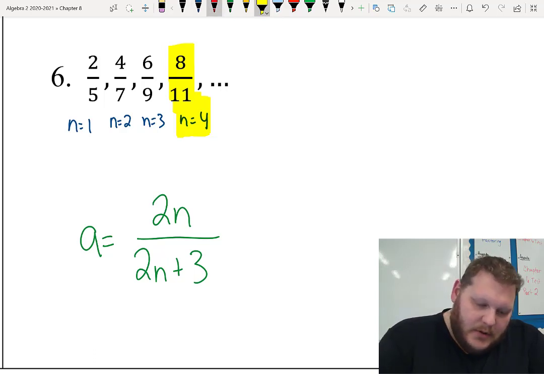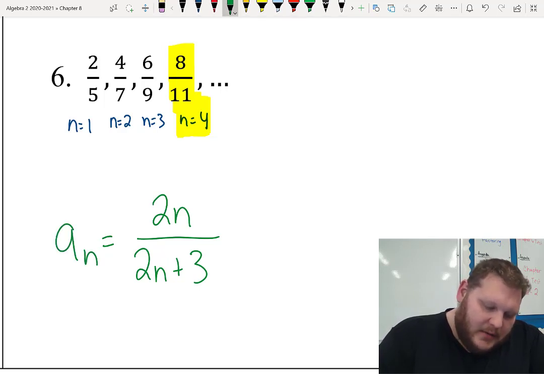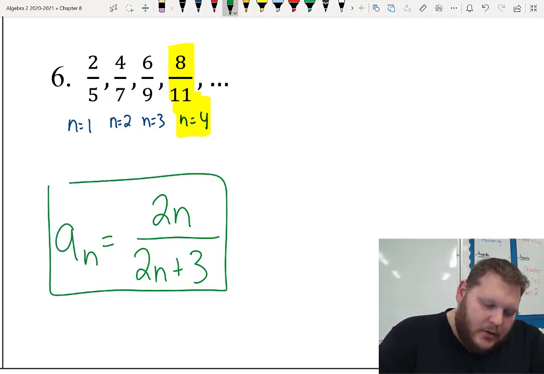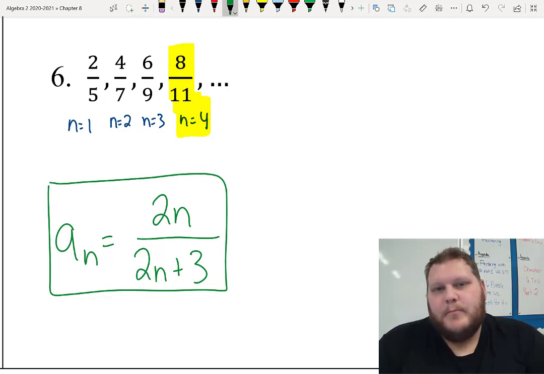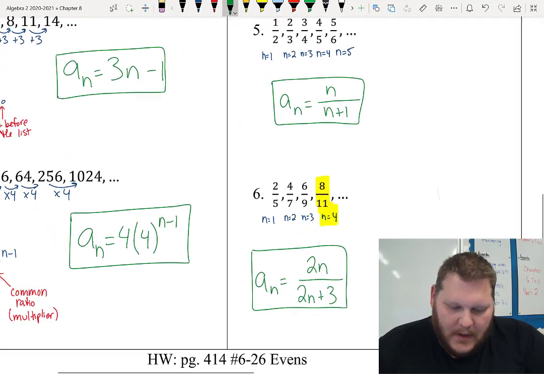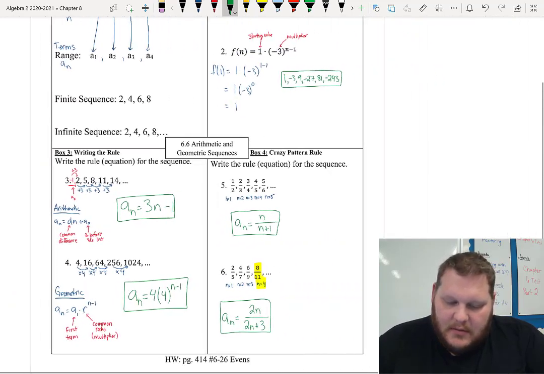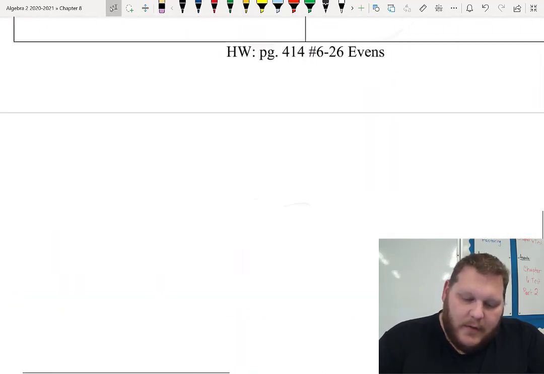That's my pattern. A sub n equals 2n over 2n plus 3. And that's my pattern. So that's sequences. That's all I have for you for today.